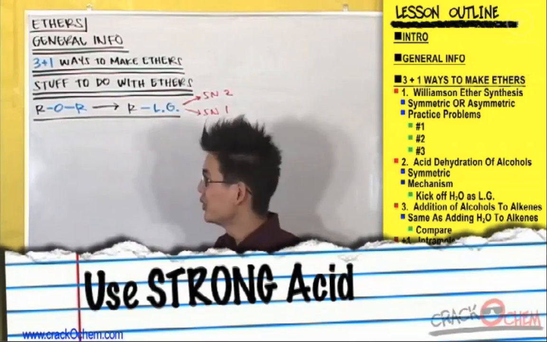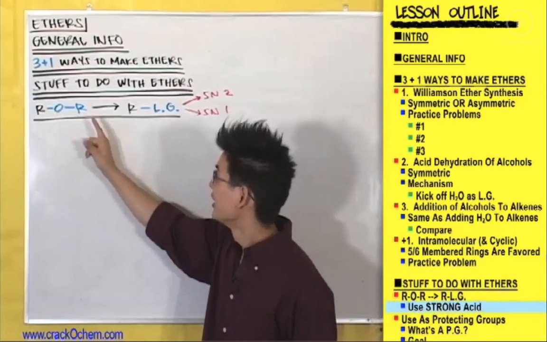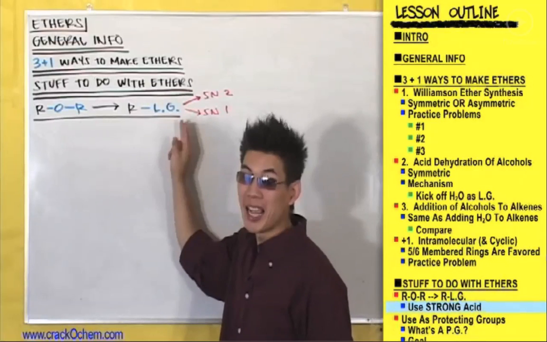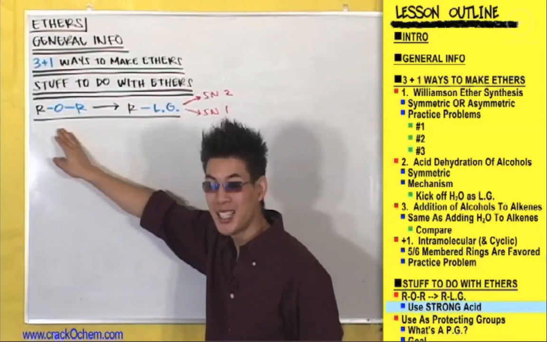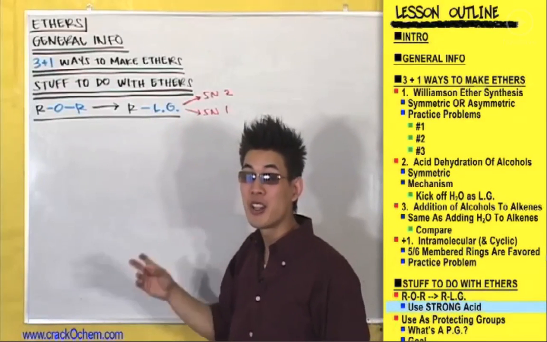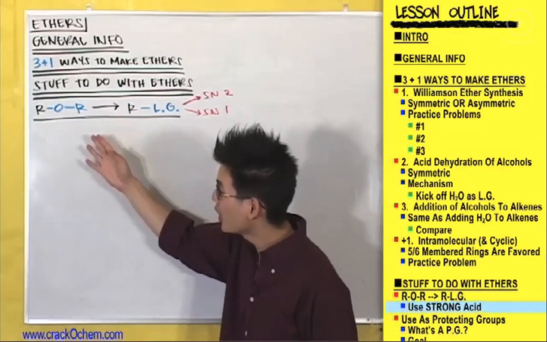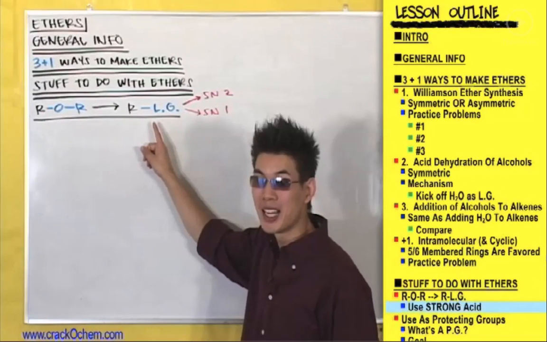Okay, so I told you that ethers are very stable, very unreactive compounds. So to get them to turn into these more reactive compounds isn't an easy task. In order to turn these unreactive ethers into these more reactive compounds, we have to use very, very strong acid. We have to throw strong acid onto these ethers to get them to turn into these more reactive compounds.